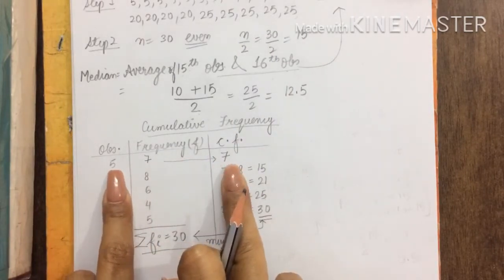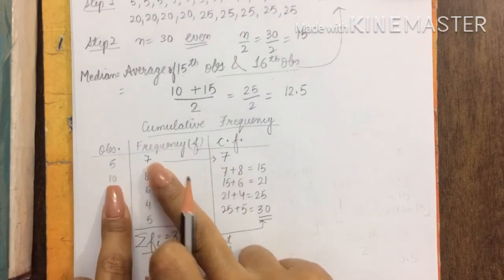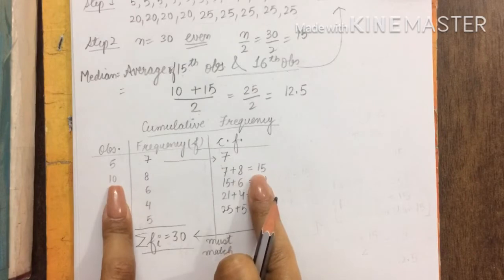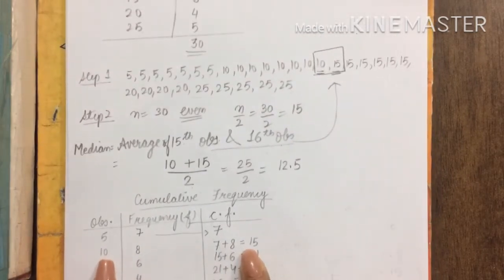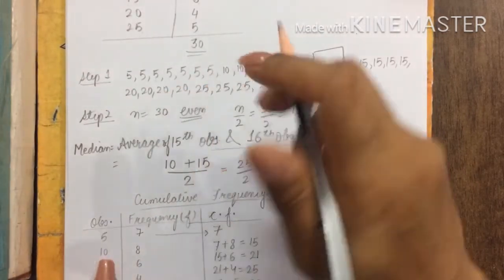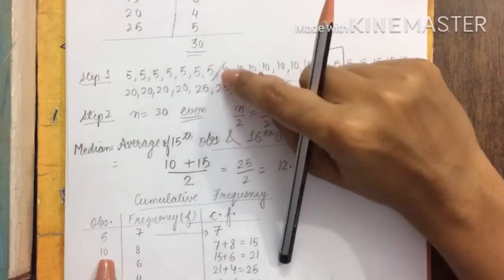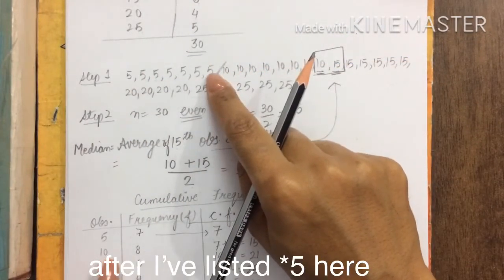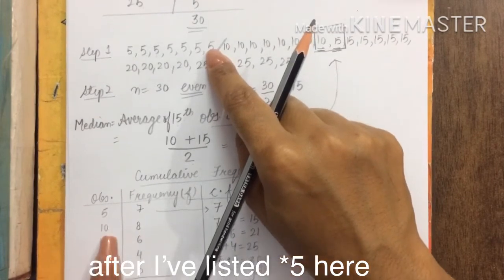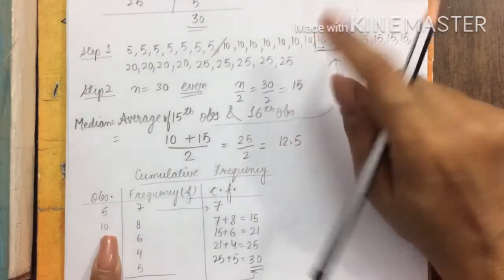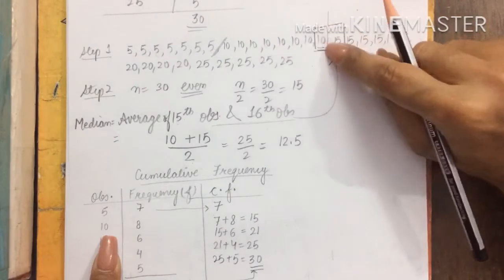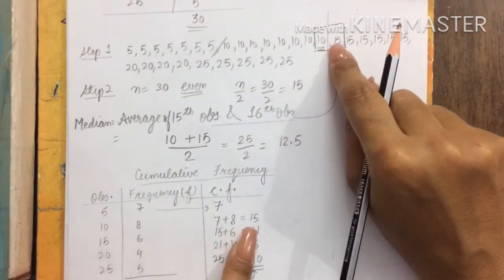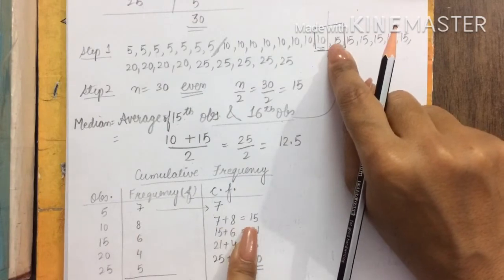Then if I listed 5 7 times, 10 8 times, then there will be a total of 15 observations listed down. So if we go back to step number 1, till here I have listed 5 and these are the 7 observations. Then after I have listed 10, till 10 up to here, I have 10, then I begin with 15. So till here I will have 15 observations listed down.